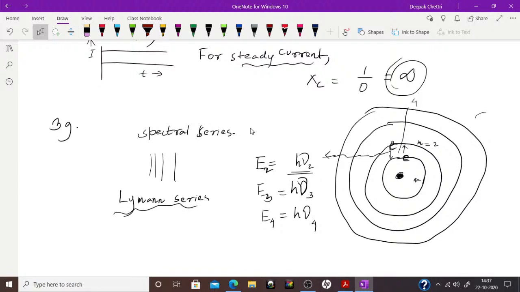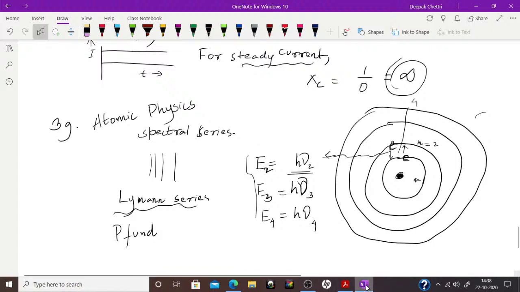Then the next one is the Paschen, no, the P-fund series. So this is from atomic physics. If you have studied atomic physics, then you will understand; otherwise everything will go above your head, right? So first is the Lyman series, a collection of lines you get when the electron jumps from a higher level to level 1. Then you have the P-fund series, the collection of lines you get when the electron jumps from a higher level to level 2. Then there is Balmer, which is level 3. Then you have Paschen, which is level 4, and then Brackett, which is level 5. Understand now? So these are your series lines.